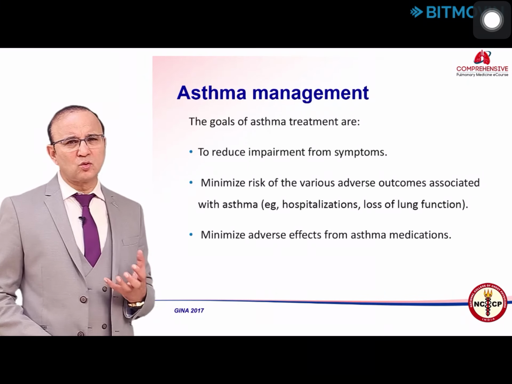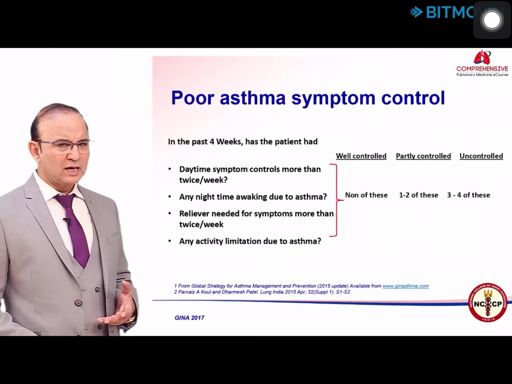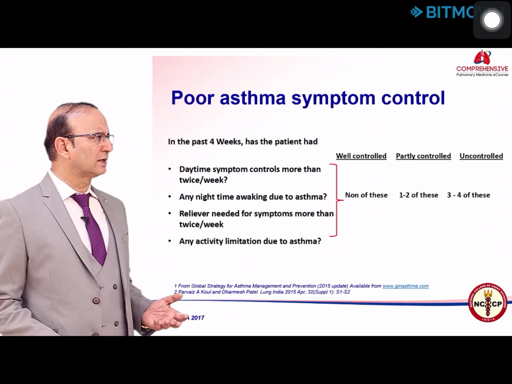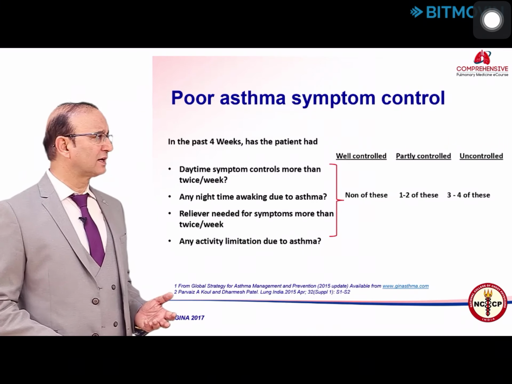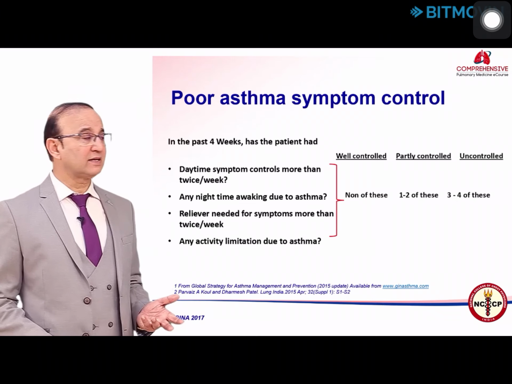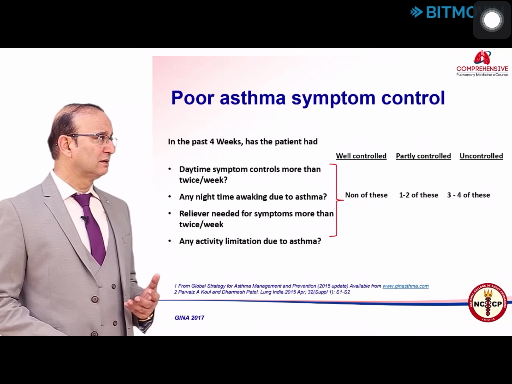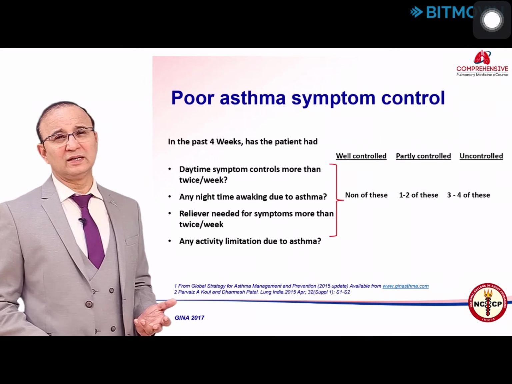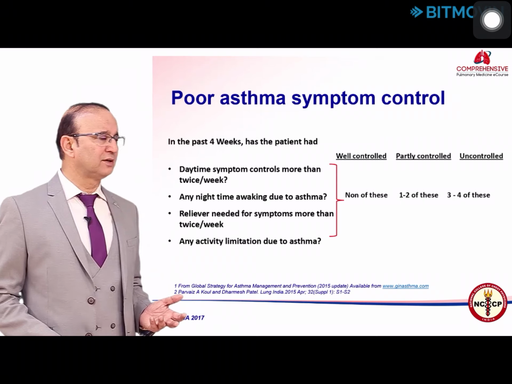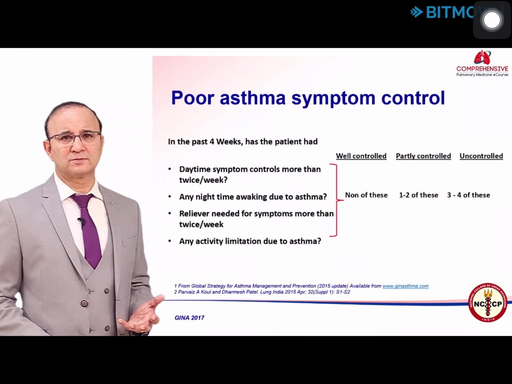So these are the goals broadly when you manage a patient of asthma. A patient who is totally controlled will be one who does not have daytime asthma symptoms more than twice a week, doesn't have any nighttime waking due to asthma, does not require relievers more than twice a week, and does not have any activity limitation due to asthma. That is when you say it is a well controlled asthma.